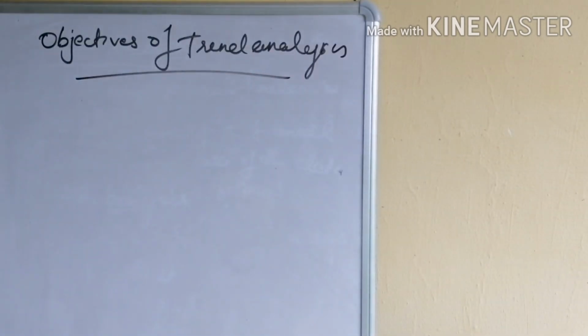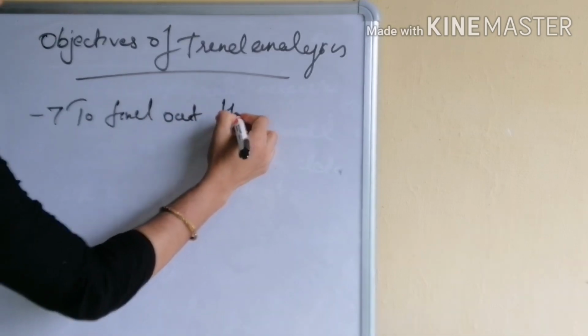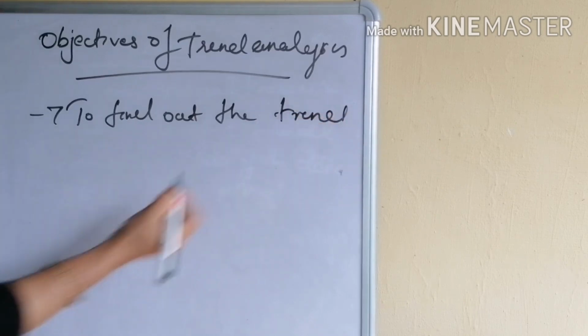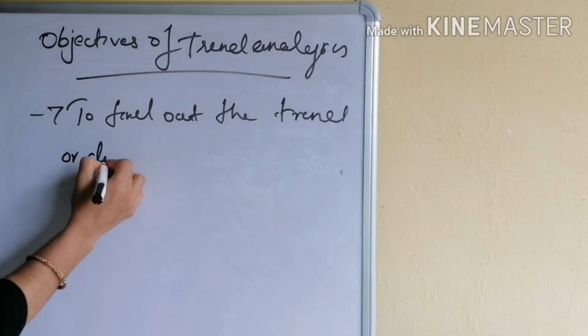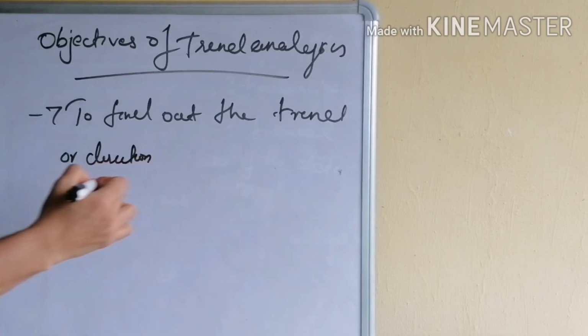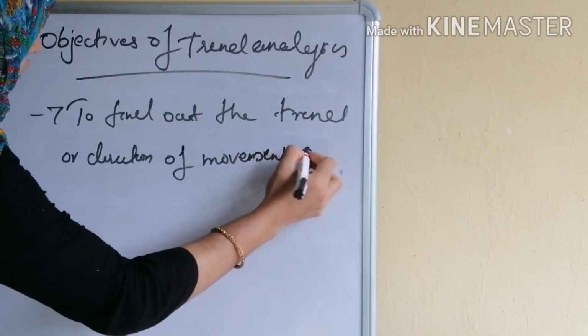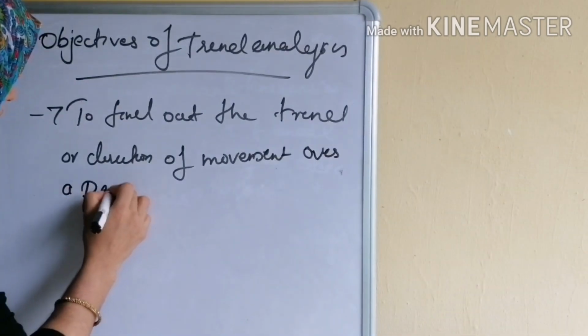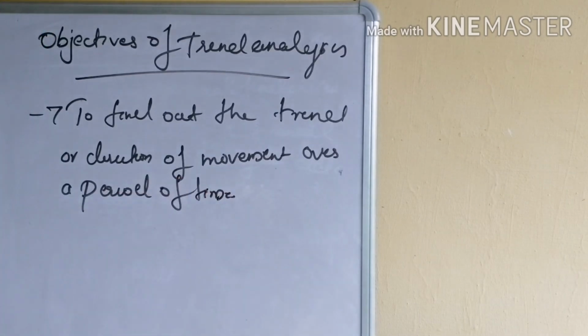Then objectives of trend analysis. First objective is to find out the trend or direction of movement over a period of time. That is the first objective. To find out the trend or direction, whether increase or decrease, that we have to find out is the first objective.